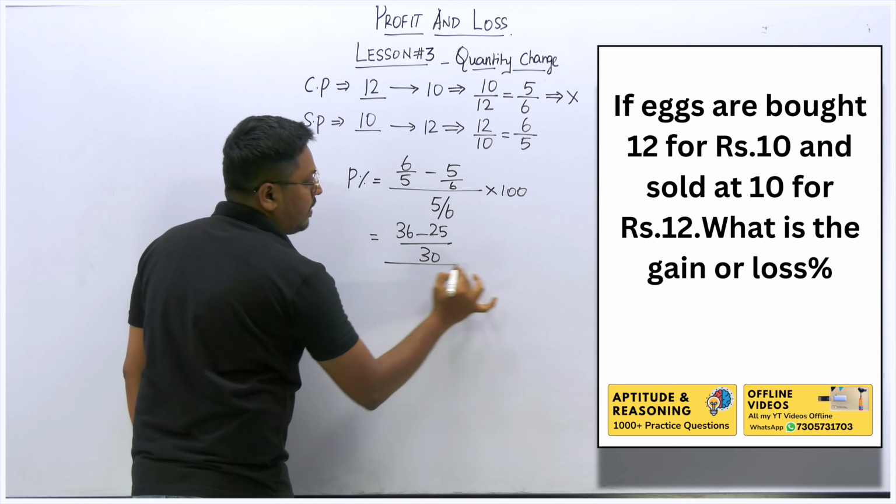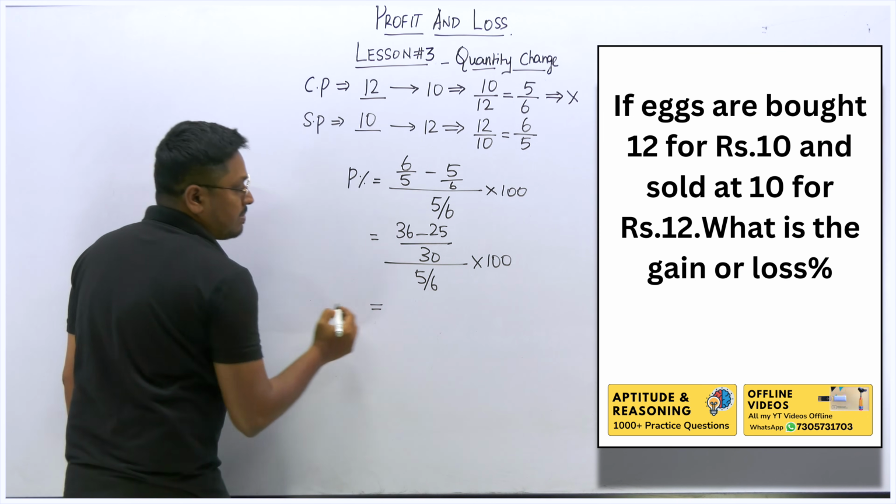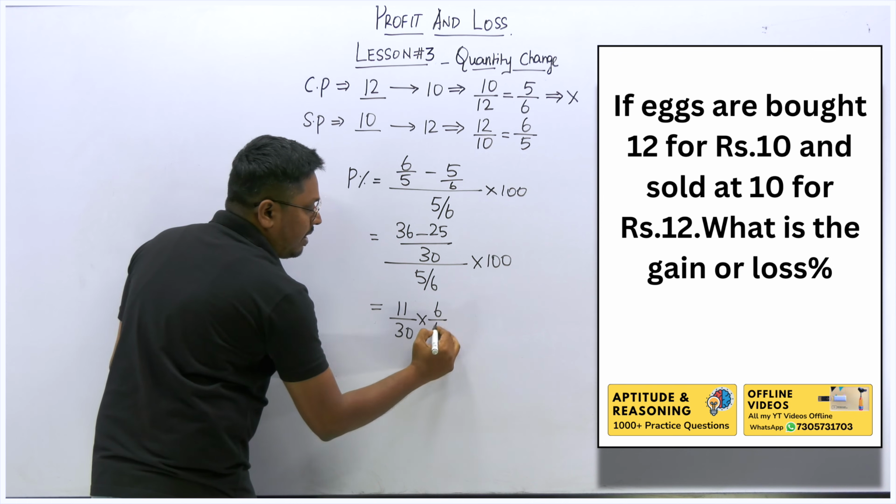So this will be 25. Overall divided by 5 by 6 into 100. So now 36 minus 25 will be 11 by 30. So into 6 by 5 into 100.